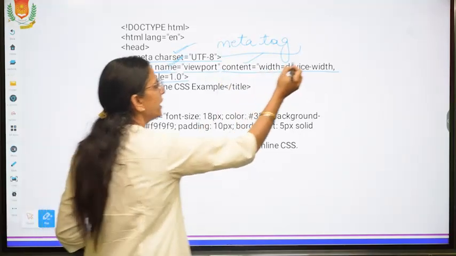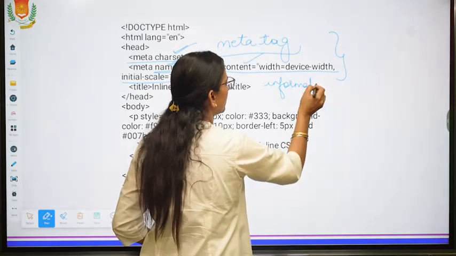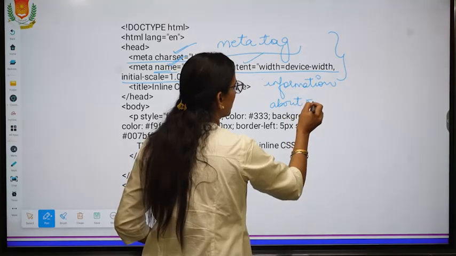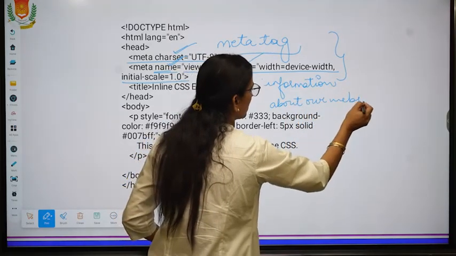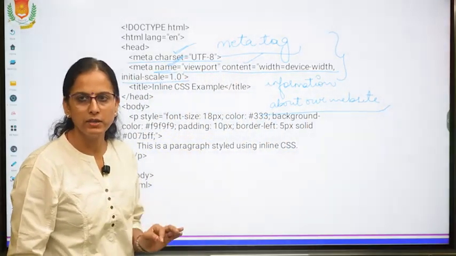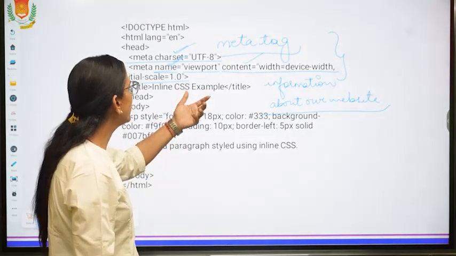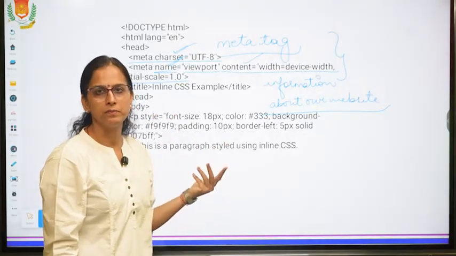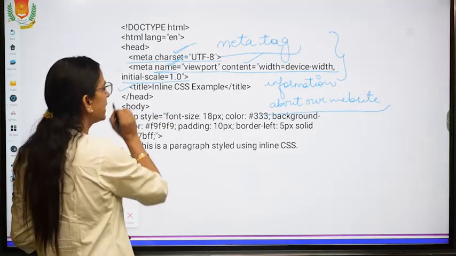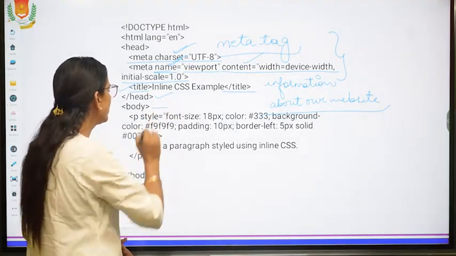This is the information about our website. It will not be displayed on the browser's window. It is basically for the creators, for the developers, not for the audience. Then move on to the title tag. Title is defined there. We are closing with the head tag. Then this is the body tag.